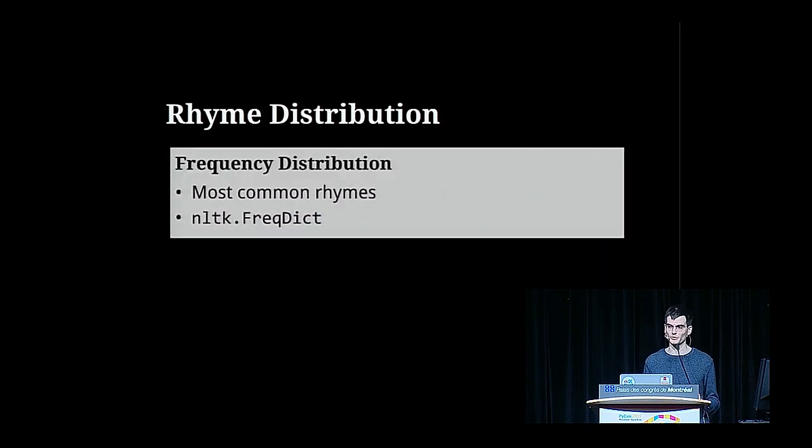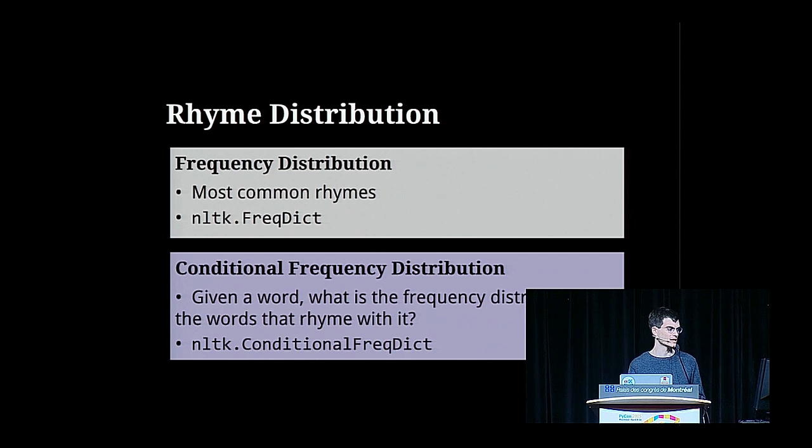And a frequency distribution will help us answer what are Shakespeare's most common rhymes in the sonnets. The way a frequency distribution works is it takes a series of objects and it tells you how many times each object appears in that series. The second thing we're going to use is a conditional frequency distribution. This is a little more abstract. I'm going to have examples in a second, so it'll become clearer.